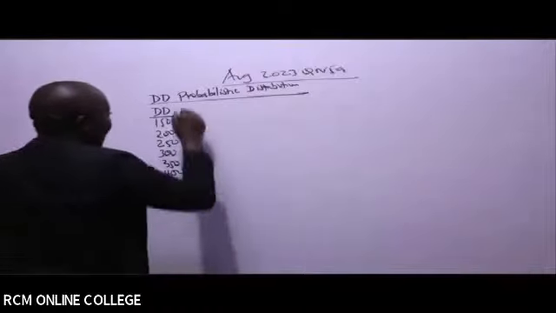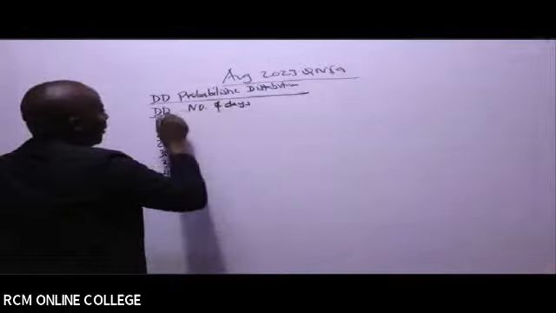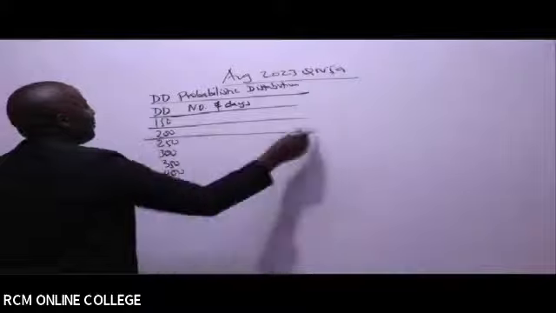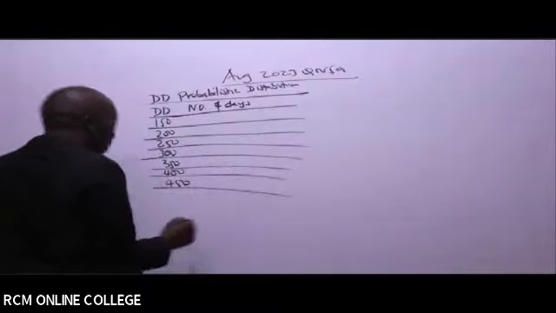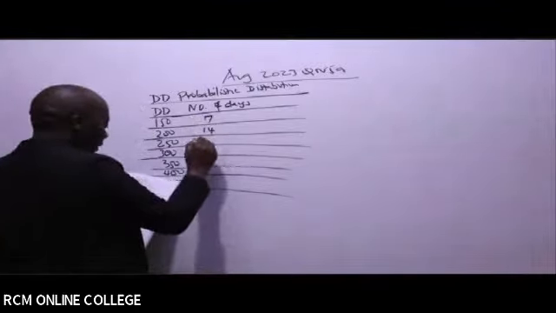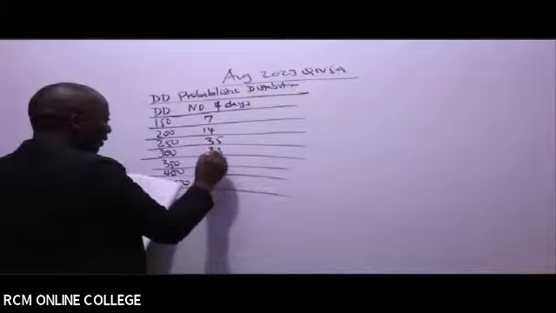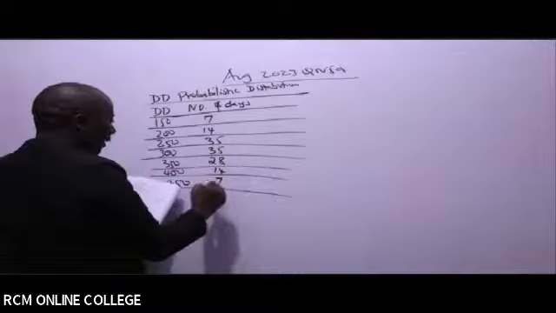Then they have given us the number of days. So the number of days we have here: 7, 14, 35, 35, 28, 14, and then 7.